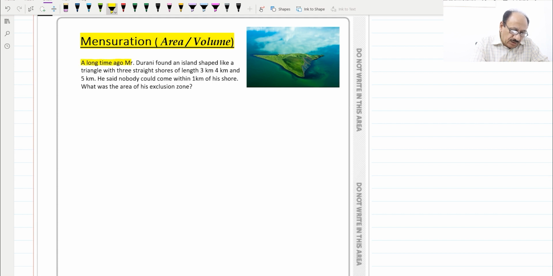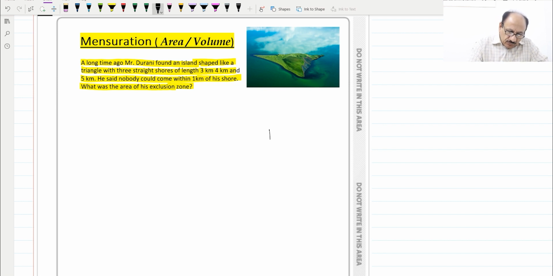A long time ago, Mr. Durrani found an island shaped like a triangle with three straight shores of length 3 kilometers, 4 kilometers and 5 kilometers. He said nobody could come within 1 kilometer of his shore. What was the area of his exclusion zone? So we need to find the out of bound area.